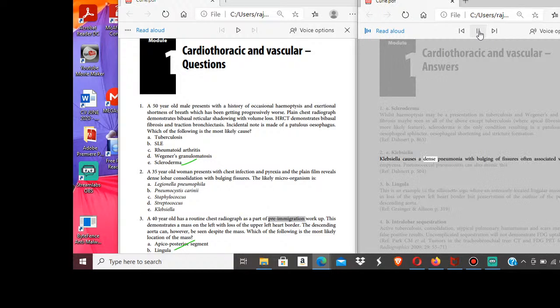2. E. Klebsiella causes a dense pneumonia with bulging of fissures, often associated with an empyema. Pneumococcal pneumonitis can also mimic this. Ref. Dähnert p. 504.